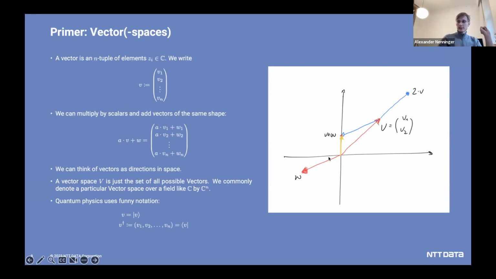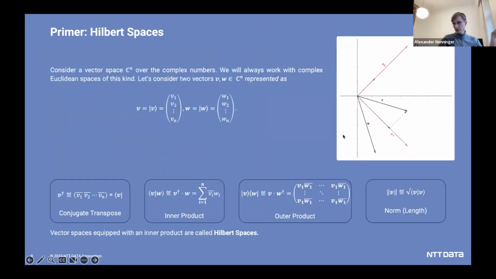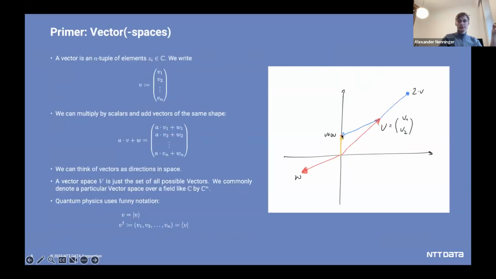And if you add two vectors, V and W, you just add the two directions together. If you add V and W, you walk in the direction of V, then you're there. Then you walk in the direction of W, and suddenly you're at a certain point.